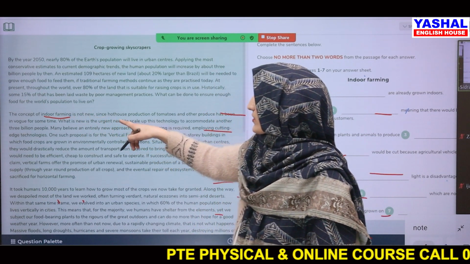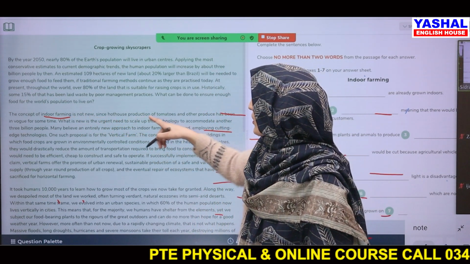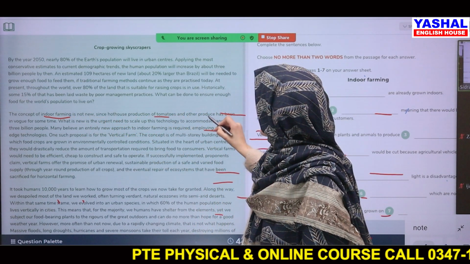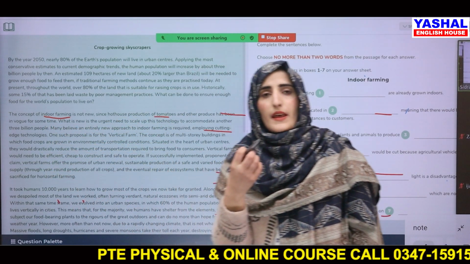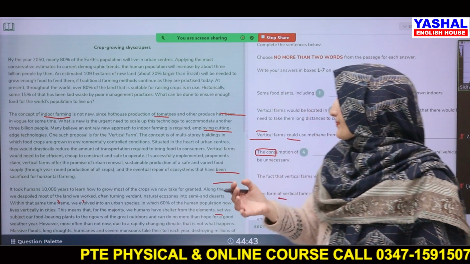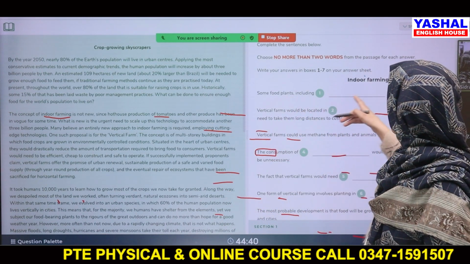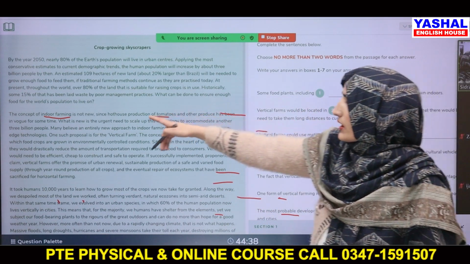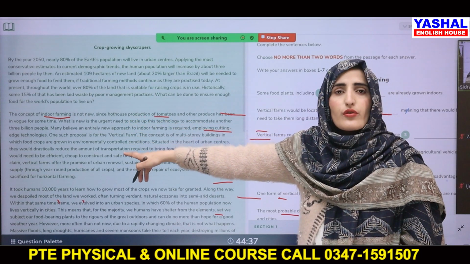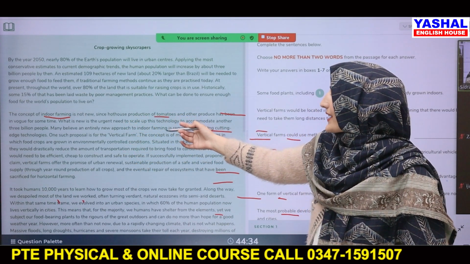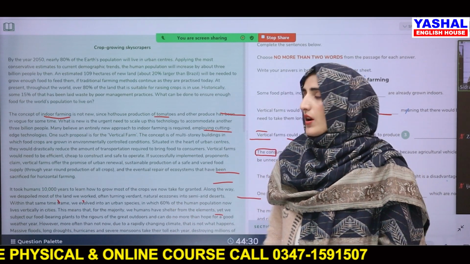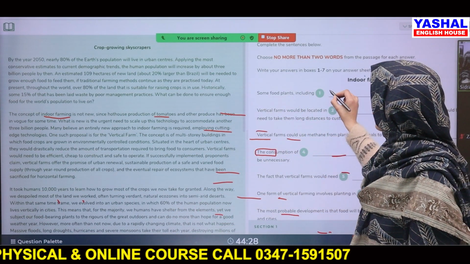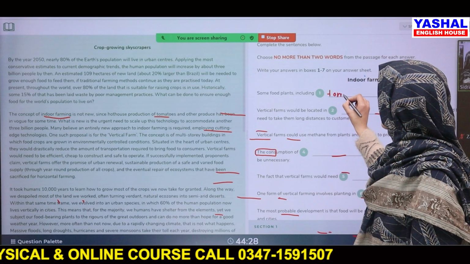Indoor farming is not new since hothouse production of tomatoes and other produce has been in vogue for some time. अब देखें वो क्या कह रहा है. Your question was: some food plants including dash are already grown indoors. So it means they are talking about indoor farming, and in indoor farming they said that tomatoes are already grown. Tomatoes की already production हो चुकी है. So our answer will be here, tomatoes.